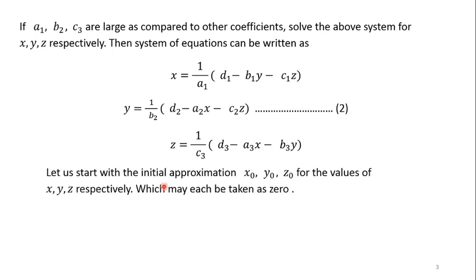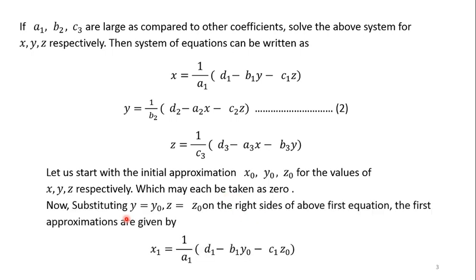Now let us start with the initial approximations x0, y0, z0 for the values of x, y, z respectively, each of which may be taken as 0. Substituting y = y0 and z = z0, because finding x requires y and z, on the right-hand side of the first equation, the first approximation is given by x1 = 1/a1 (d1 - b1 y0 - c1 z0).